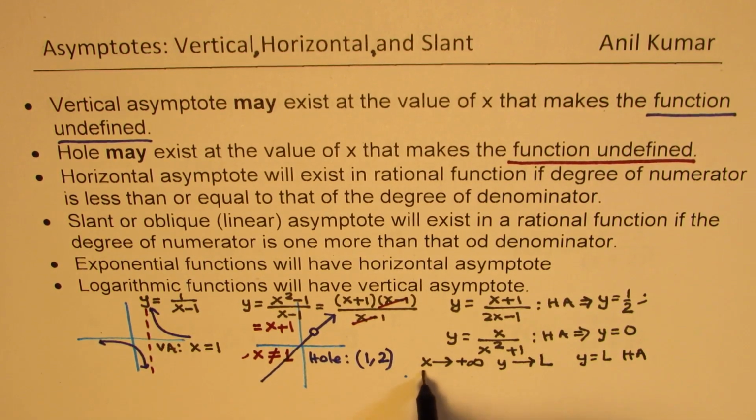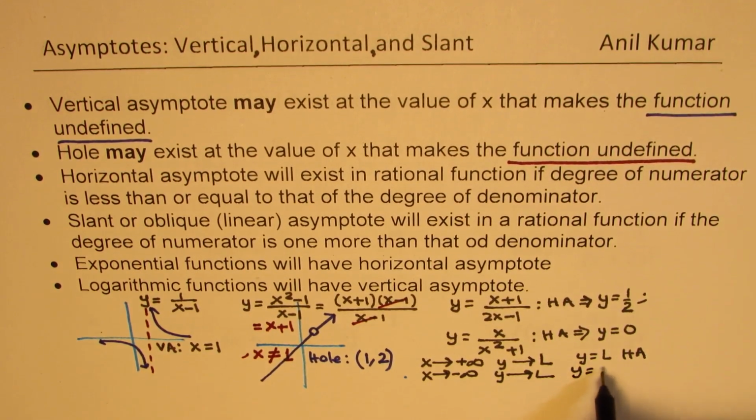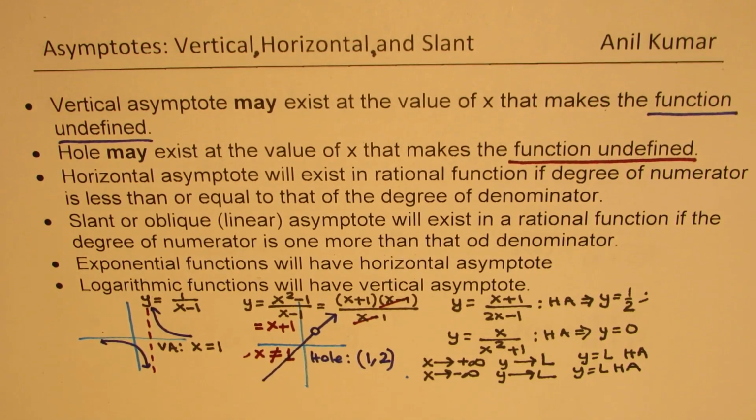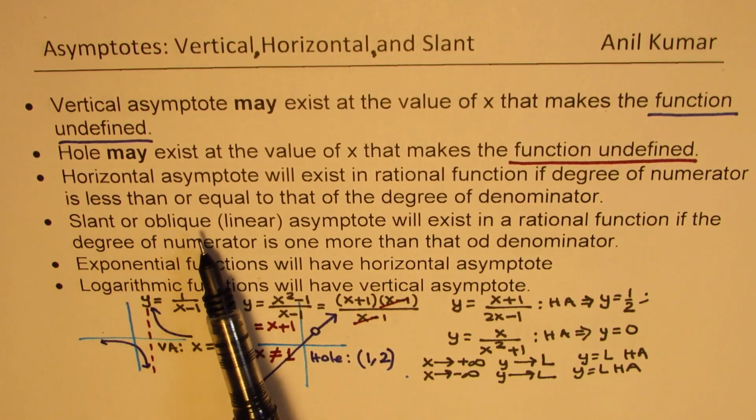Now, this could be for x approaches minus infinity also, right? In that case also, y equals L will be a horizontal asymptote. Now, it's very important to note here that since we have x approaches large positive or large negative value, we could have two horizontal asymptotes also, right? So that is also possible. Perfect. Okay. Now let's get to the slant and oblique asymptote.